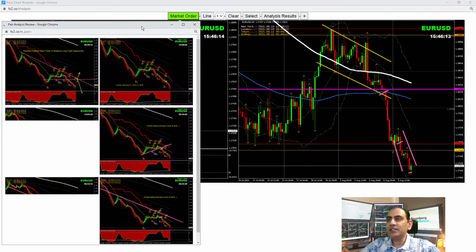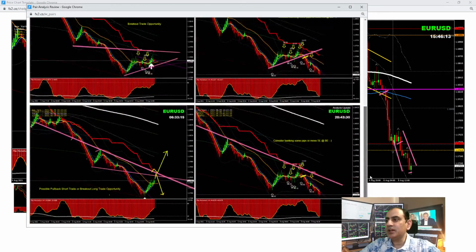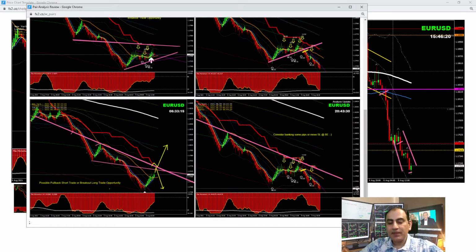All right, so if you look at the Euro USD, let me make it slightly bigger and let me share with you guys from yesterday after London morning. As you can see here, just before London open, we did this analysis: look for a pullback at this level. As you can see here, a beautiful pullback short trade.